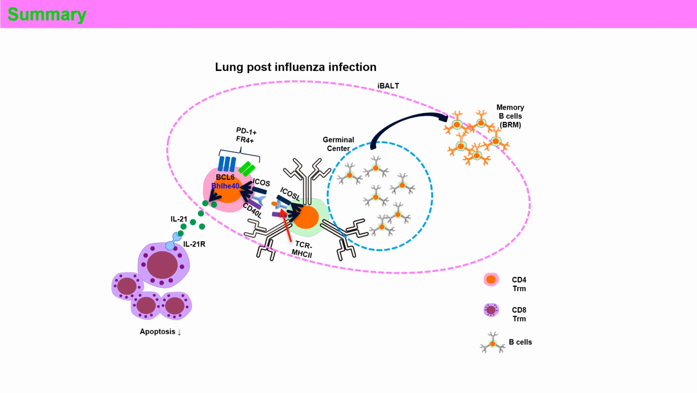This is the summary for the second section. TRH cells co-localize with tissue B cells in the lung. TRH cells receive TCR signaling from the MHC class II of tissue B cells. Due to this interaction, TRH cells can be maintained for long-term immunity in the lung.